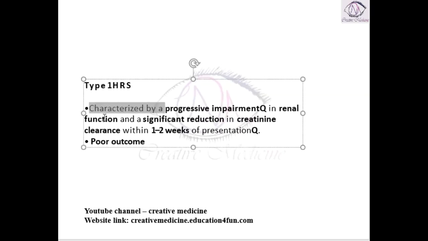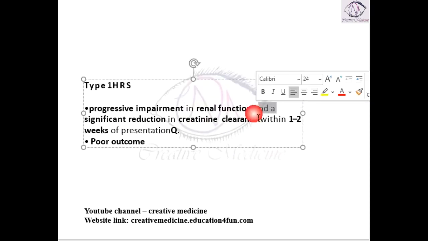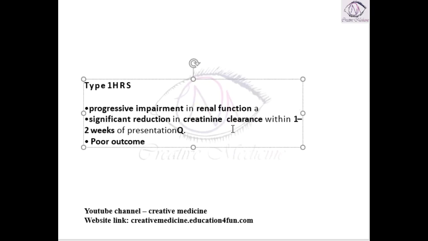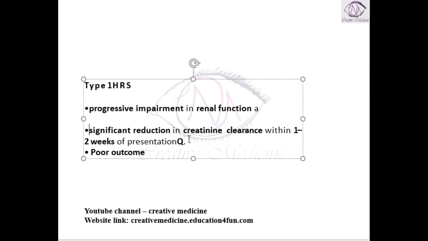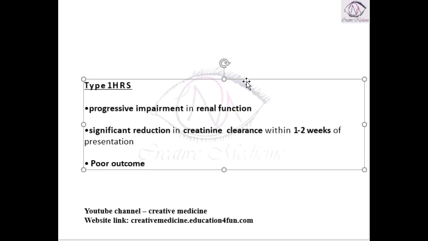In type 1, there is progressive impairment seen in the renal function, and there is decreased creatinine clearance seen within 1 to 2 weeks of presentation. Within 1 to 2 weeks of presentation, there is elevated serum creatinine along with progressive impairment of renal function. So this is type 1 hepatorenal syndrome. This type 1 hepatorenal syndrome will show poor prognosis in the patients.